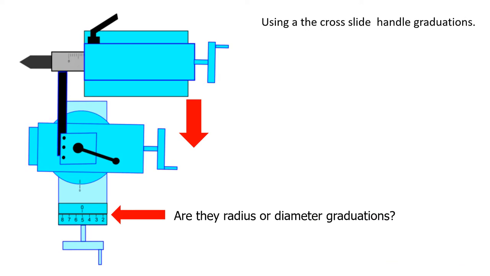I can use my cross slide graduations to offset the tailstock. Place a bar or rod in the tool post, set my cross slide distance to 5 millimeters, and wind the tailstock over until it touches the rod or the bar, putting a bit of paper or a very thin feeler gauge in between the two so as not to damage the spindle on the tailstock.